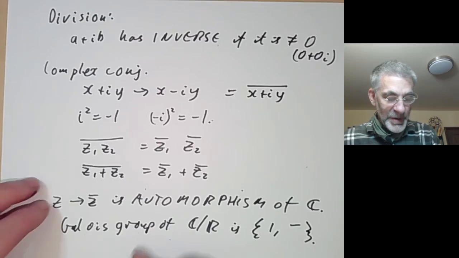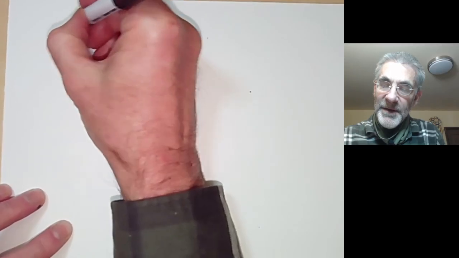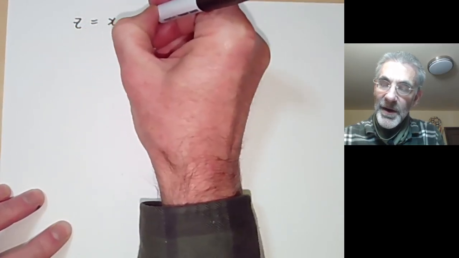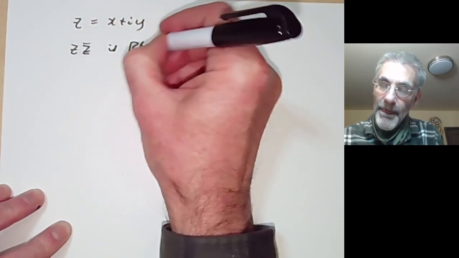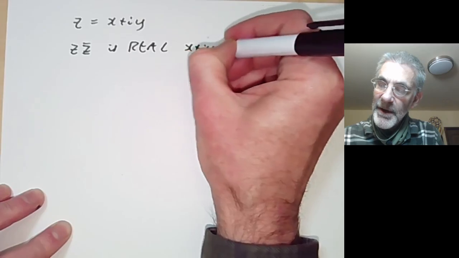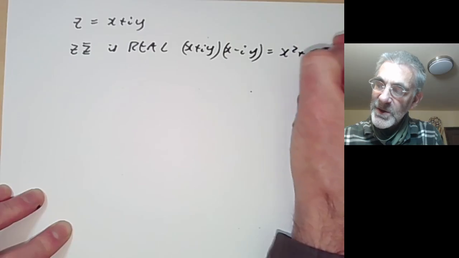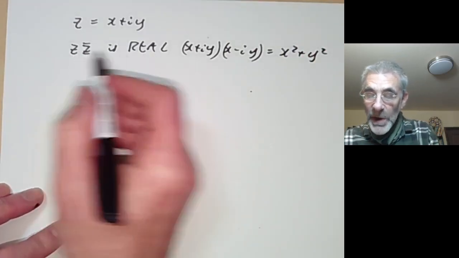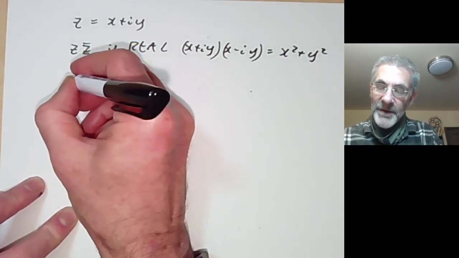So anyway, using complex conjugation, we can find the inverse of any complex number as follows. First of all, we notice that if we put z equals x plus iy, then z times its complex conjugate is real, because x plus iy times x minus iy is x squared plus y squared. And division by real numbers is easy.